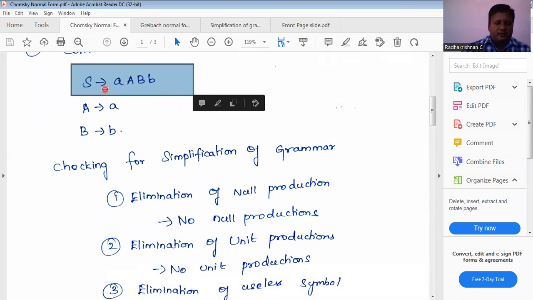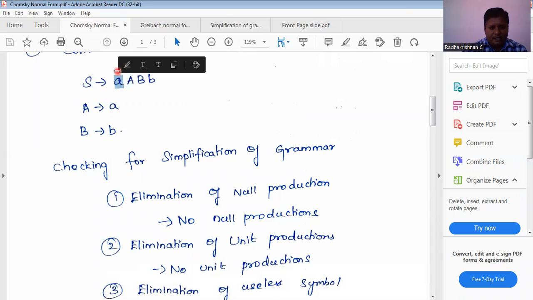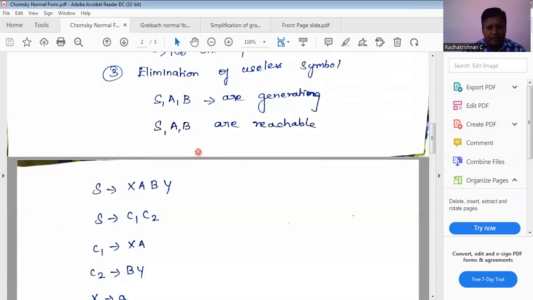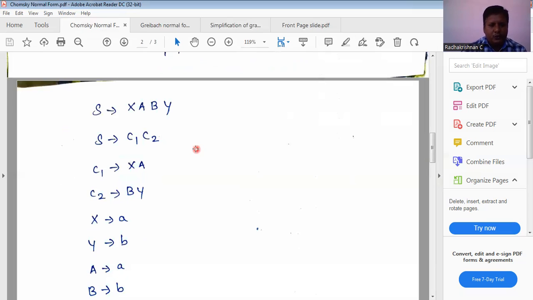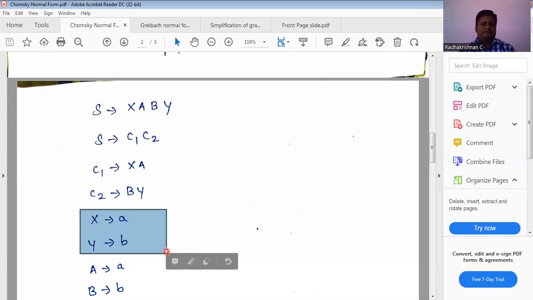In that case, the requirement is an arrow on the right-hand side with a maximum of two capital letters. Here, 4 letters are there, along with a terminal and non-terminal combination. So the first small letter a needs to be converted, and the last small letter b also needs to be converted. For that purpose, we add new rules: X gives a and Y gives b.